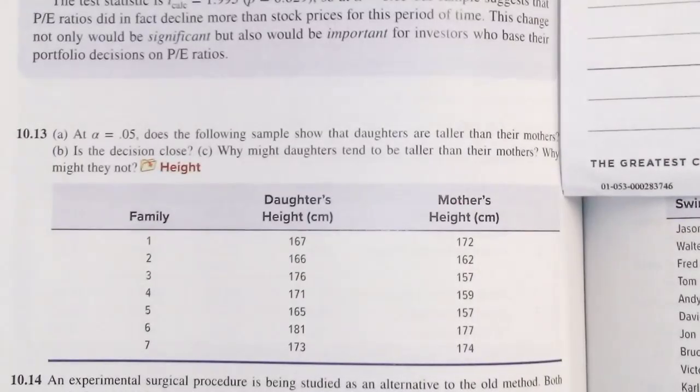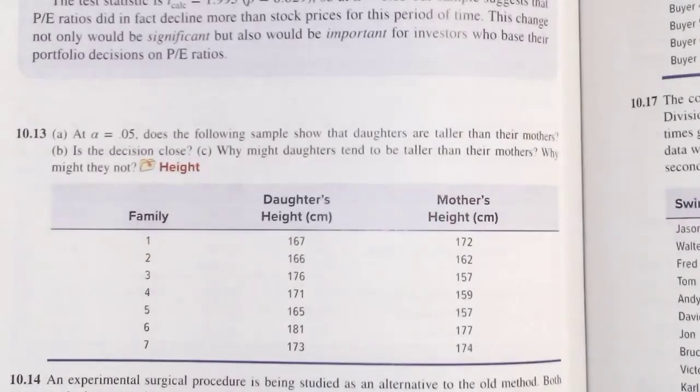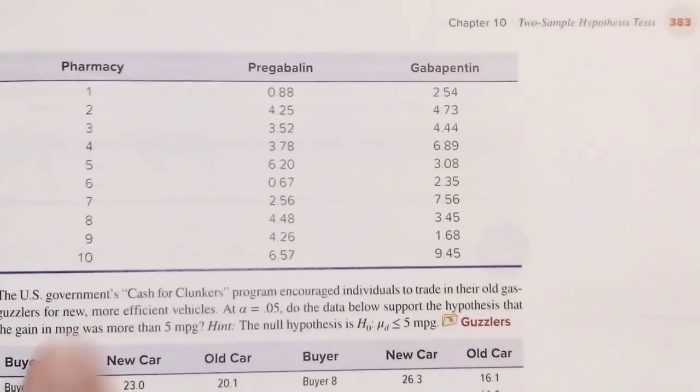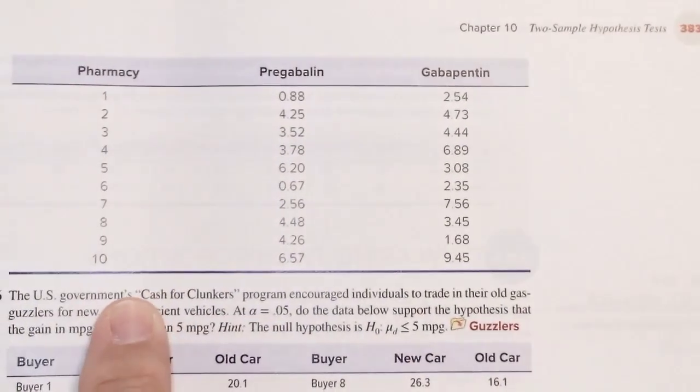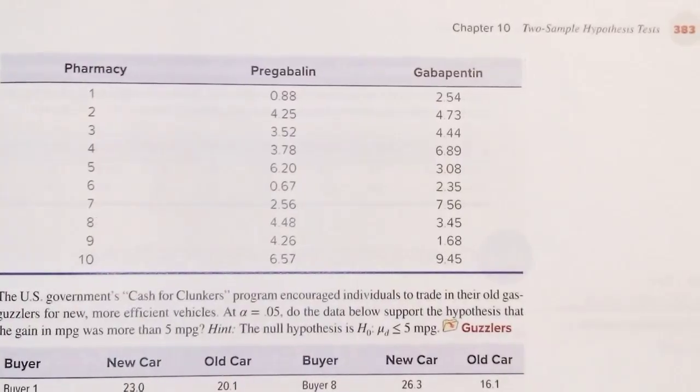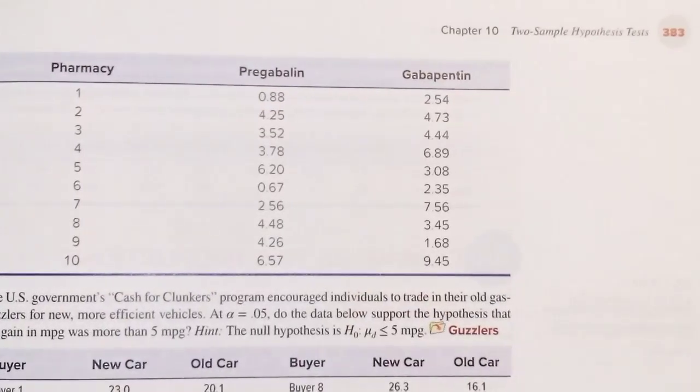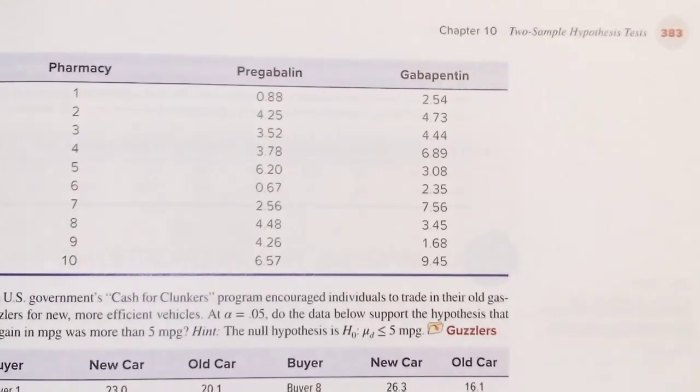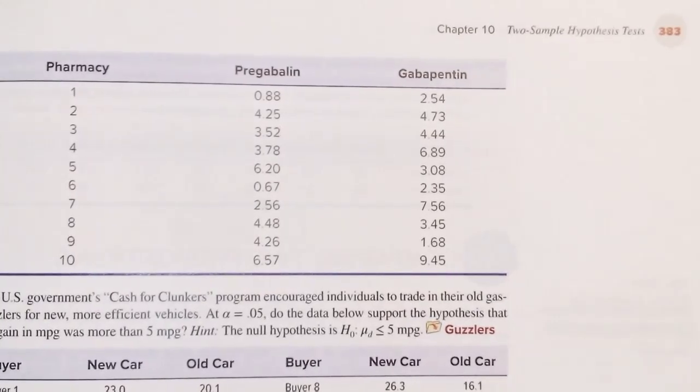Are daughters taller than their mothers? So here are the mother's heights, here are the daughter's heights. Take the difference. Is there a statistical measurement here that would tell me, hey, yes, daughters are taller than their mother on average, or not? Or I'm looking at pricing for drugs. Here are 10 different pharmacies, prices for the same dose of 2 different epilepsy drugs. Is one drug markedly higher or lower than the other?